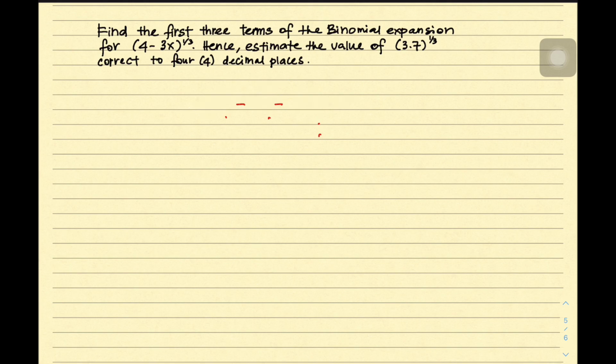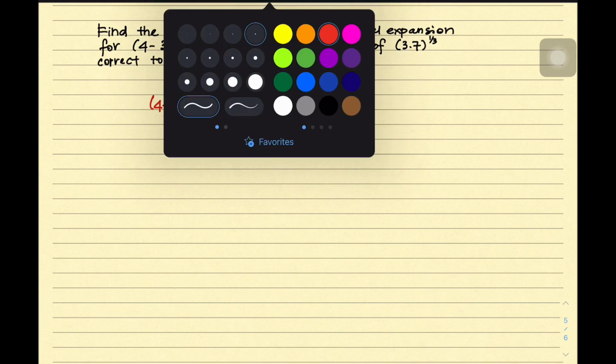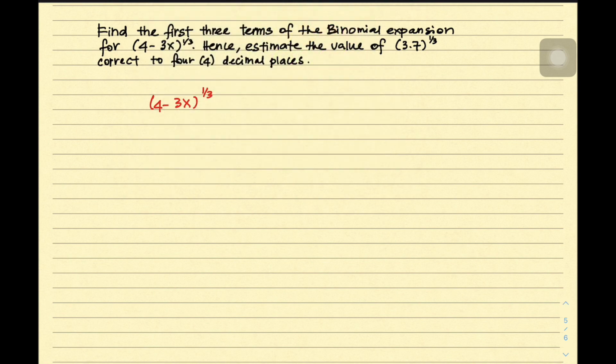Alright, so now we want to expand the function 4 minus 3x to the power of 1 over 3. And don't forget that for us to use the binomial expansion formula, we need a function in the form of 1 plus x to the power of n. Okay, so sekarang kita akan tukar dulu kita punya function ni.